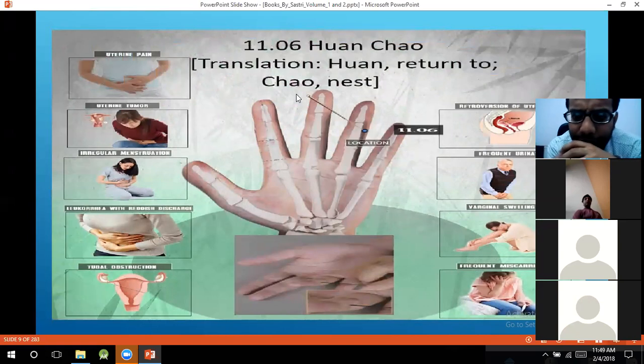Here comes 11.06. Whenever there is uterine tumor, irregular menstruation, leukorrhea, especially in gynae problems, you can combine this point with Fuchsi. Whenever there is retroversion of the uterus, combine 11.06. Frequent urination, especially in UTI infection, vaginal swelling and all, you can combine 11.06. It is a very good point. It helps you in a large number of problems. On the other hand, use 11.06. It gives good results.